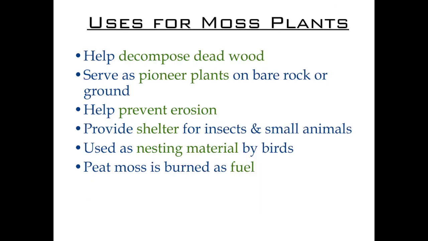Now, there are benefits to mosses. Specifically, they will decompose dead wood. They are pioneer plants. If a spore lands in an area that does not have a lot of soil, but is more bare rock, the spore of the moss can grow and break down that rock and ground and turn it into actual good soil for other plants to grow. They really help prevent erosion. They provide shelter for insects and small animals, and also they can be used for nesting material. You may have also heard about peat moss, which can be burned as fuel.